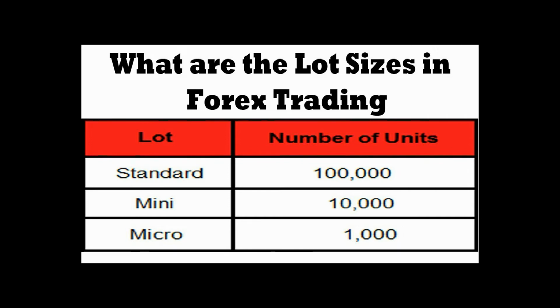So for example, if I'm buying, let's say, one lot of Zambian kwacha, that means I have bought 100,000 Zambian kwacha. If I'm trading with two lots of the Zambian currency, that means I'm trading 200,000 Zambian kwacha and so on. So lot sizes are just quantities of currency that we'll be using in our trades and so on. How much we're buying and how much we're selling.